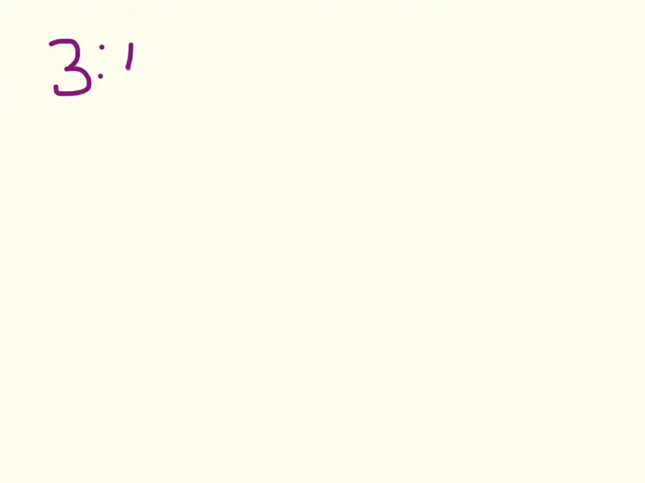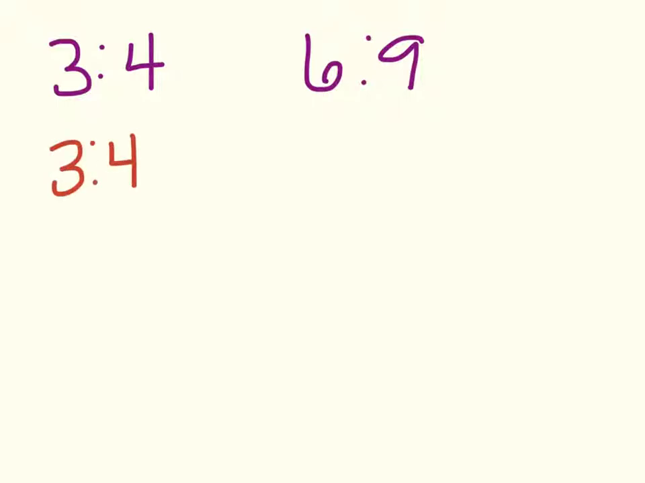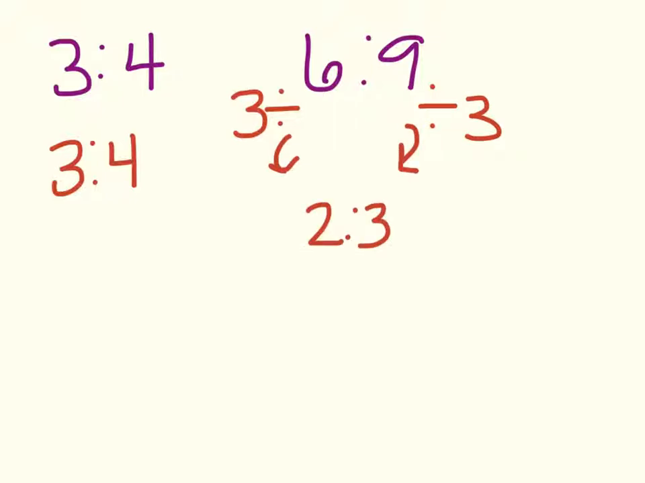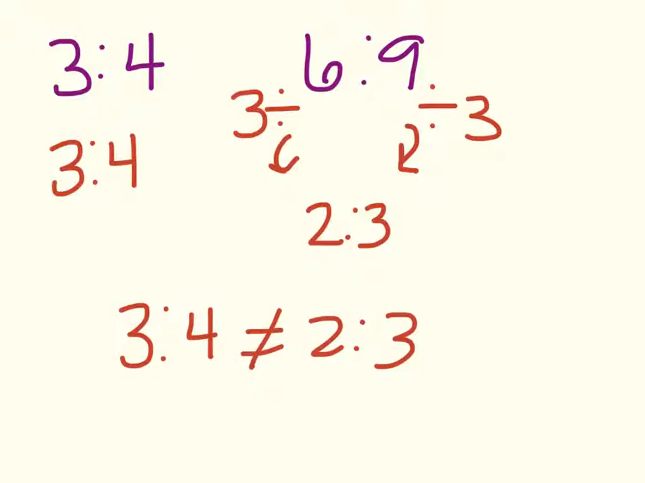Let's assess another pair. Are the ratios 3 to 4 and 6 to 9 equivalent? First, let's make sure that each ratio is expressed in its simplest form. 3 to 4 is already in its simplest form. Neither number can be reduced by a common factor. 6 and 9, however, do share a greatest common factor, and that number is 3. So let's divide each side by 3 and get our new ratio, which will be 2 to 3. Well, 3 to 4 does not equal 2 to 3. So 3 to 4 and 6 to 9 are not equivalent ratios.